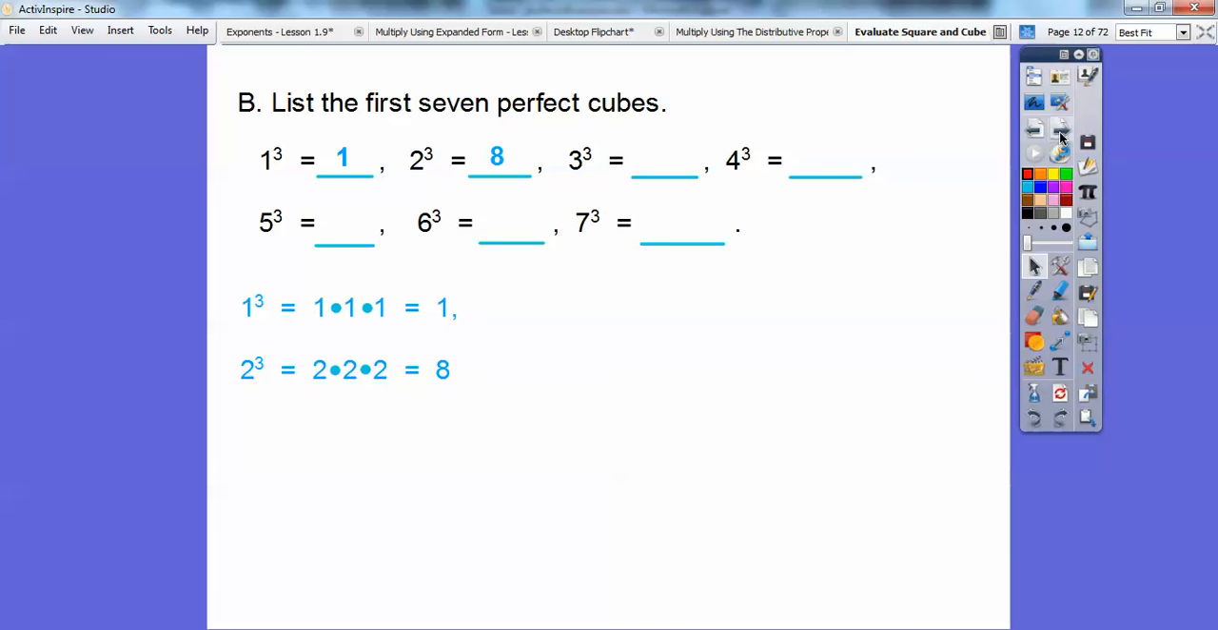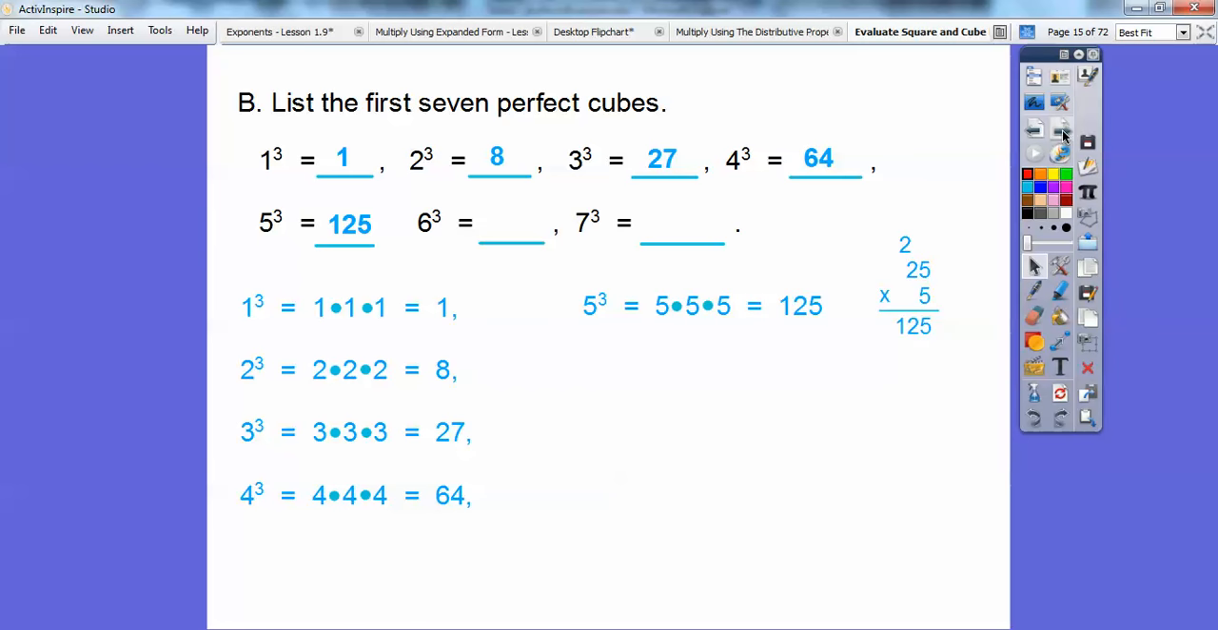3 times 3 is 9, and 9 times 3 is 27. 4 times 4 is 16, and 16 times 4 is 64. 5 times 5 is 25, and another times 5 is going to be 125. I did that over here: 25 times 5. 5 times 5 is 25, so there's the 5, carry the 2. 5 times 2 is 10, plus 2 is 12.